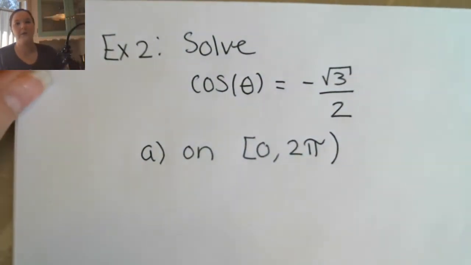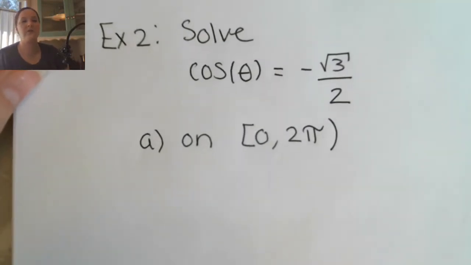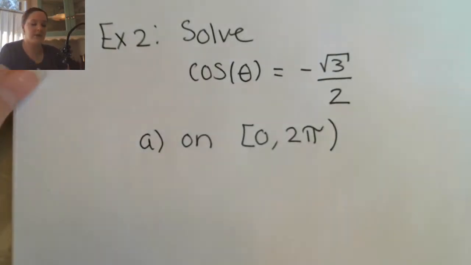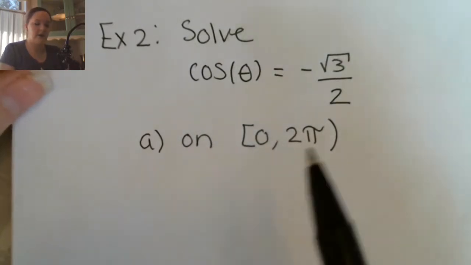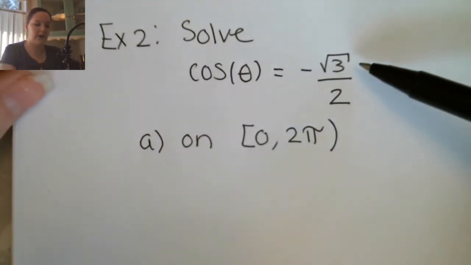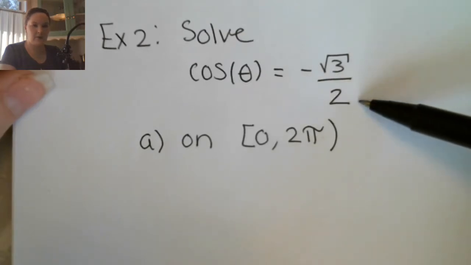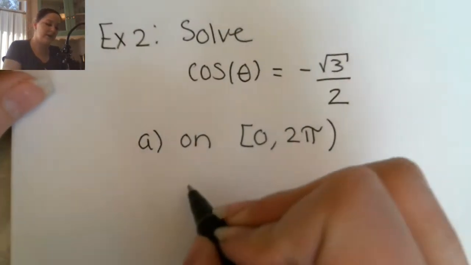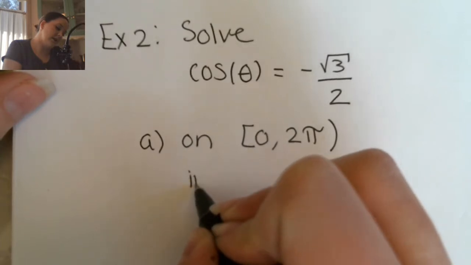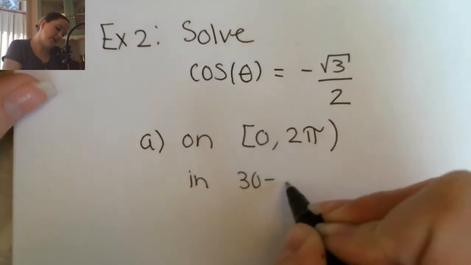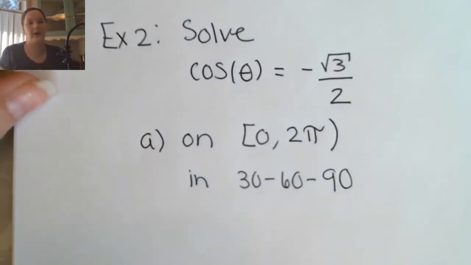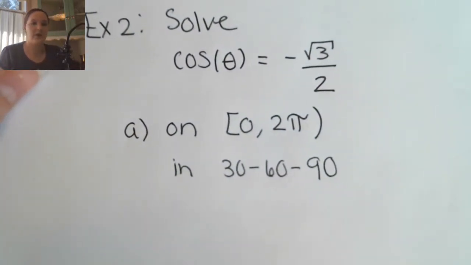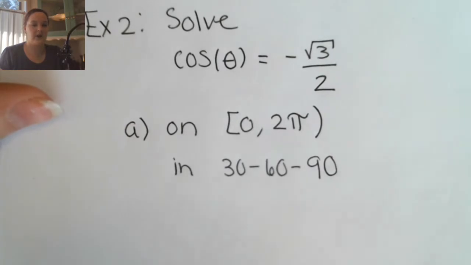Here we're going to solve this equation, and again, we're going to start by solving it in the first rotation. We're going to think about where we see root 3 and 2. And you guys know that this is in a 30, 60, 90 triangle. So we know we're thinking about a 30, 60, 90 triangle.